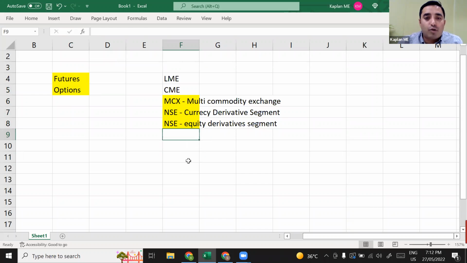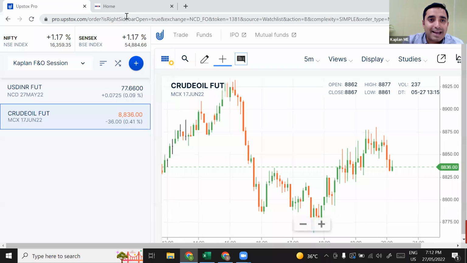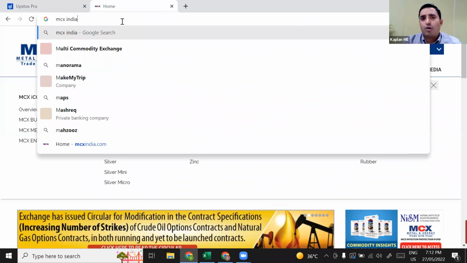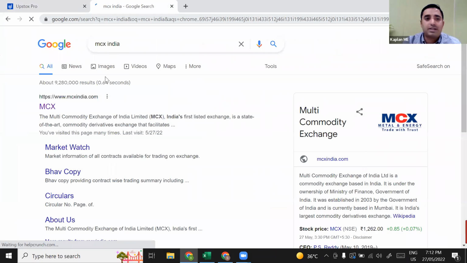Clear? Now let us focus on commodities, or how you could trade in commodities. First thing, whenever you have to trade, go to the website of the exchange. Whichever exchange you are trading on, you'll have to go to the exchange's website. You'll need to know how the product works. So let's say this exchange is MCX, MCX India. If you're trading on the London Metal Exchange, go to that website. Clear?